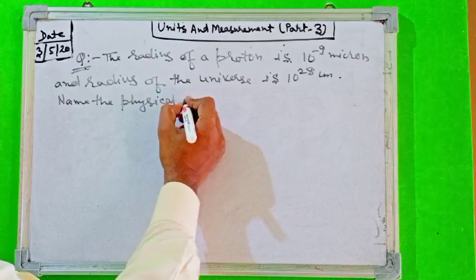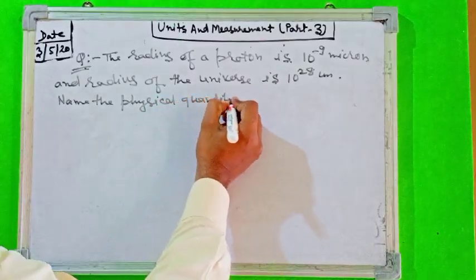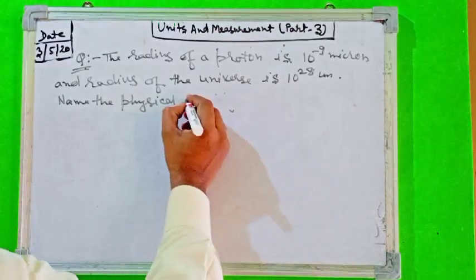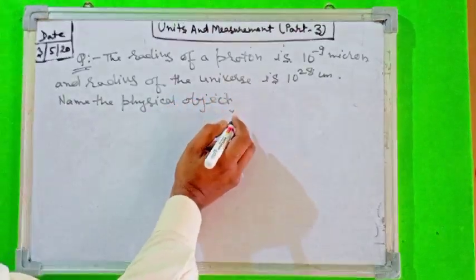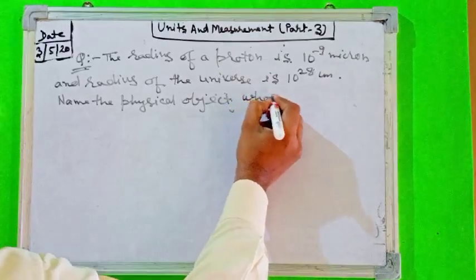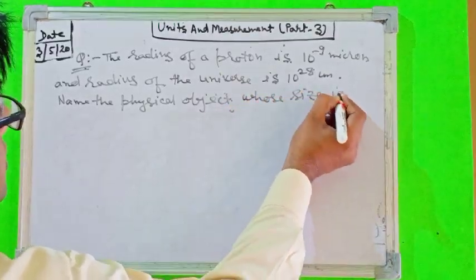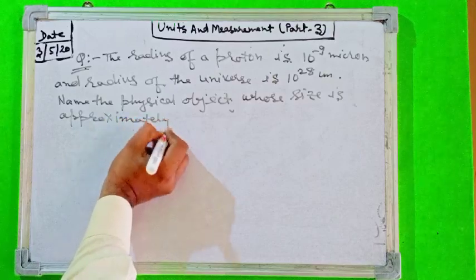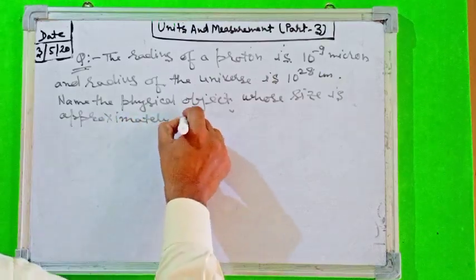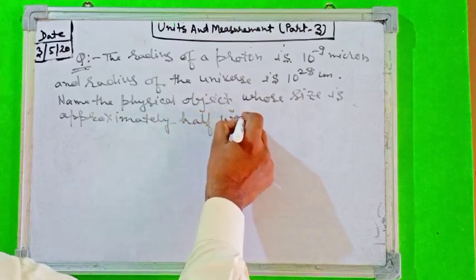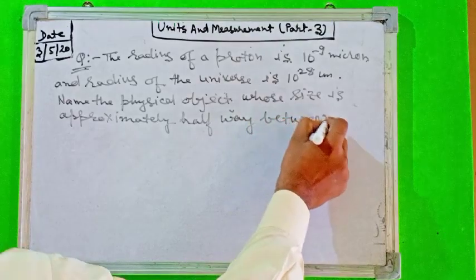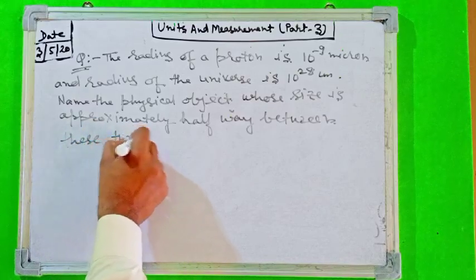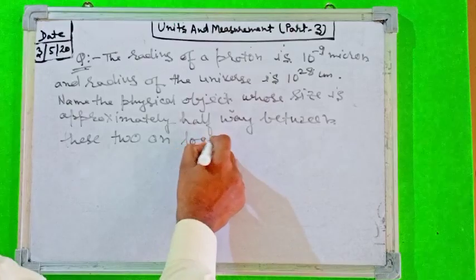The physical object whose size is approximately halfway between these two on a logarithmic scale.